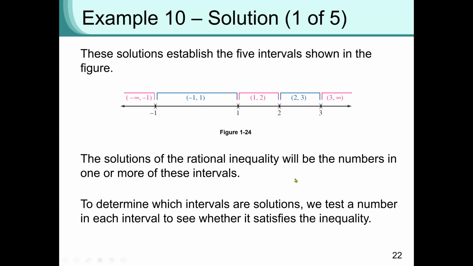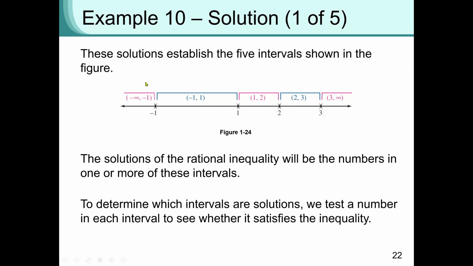Then the solution of the rational inequality will be the numbers in one or more of these intervals. Now, to determine which intervals are solutions, we test a number in each interval to see whether it satisfies the inequality. Here we didn't show the step. It's the same step we did previously.